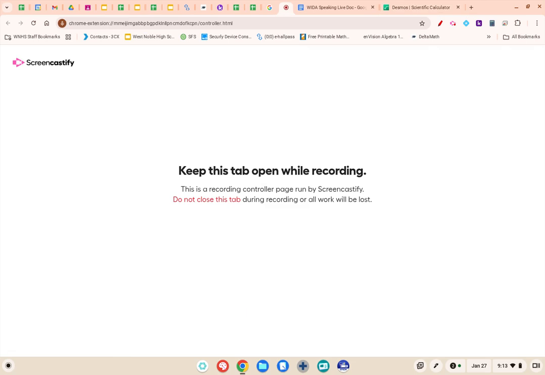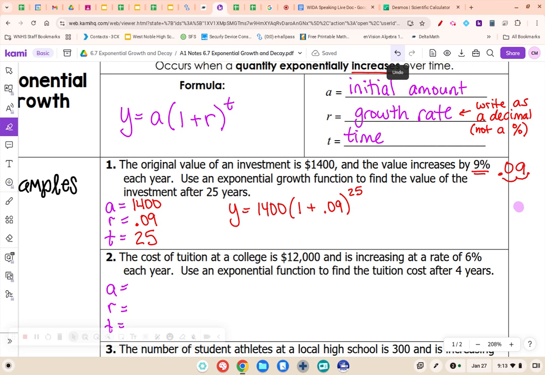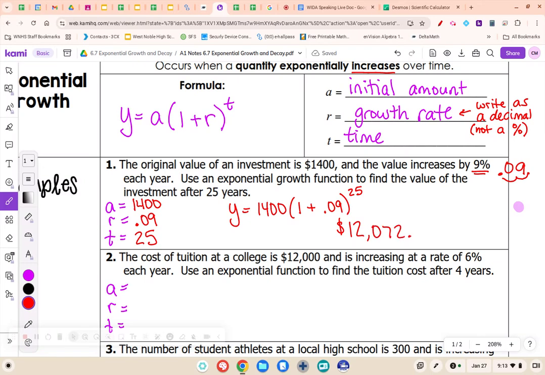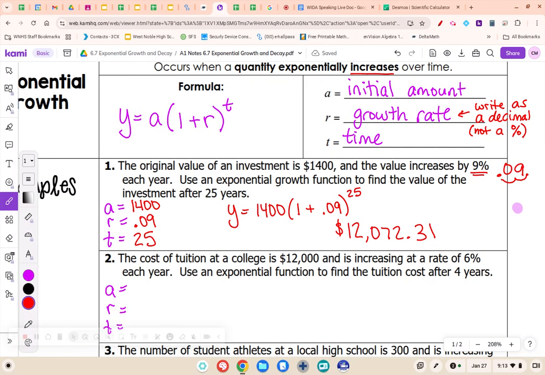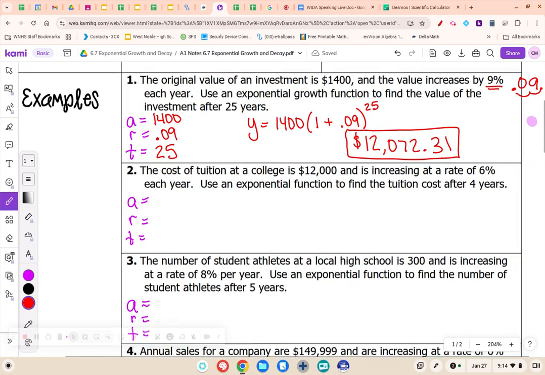Okay, so back here, we can write our answer down. So we have $12,072, and then since it's money, we have to round it to 2 decimal places, so 31 cents. Okay, let's just keep going.